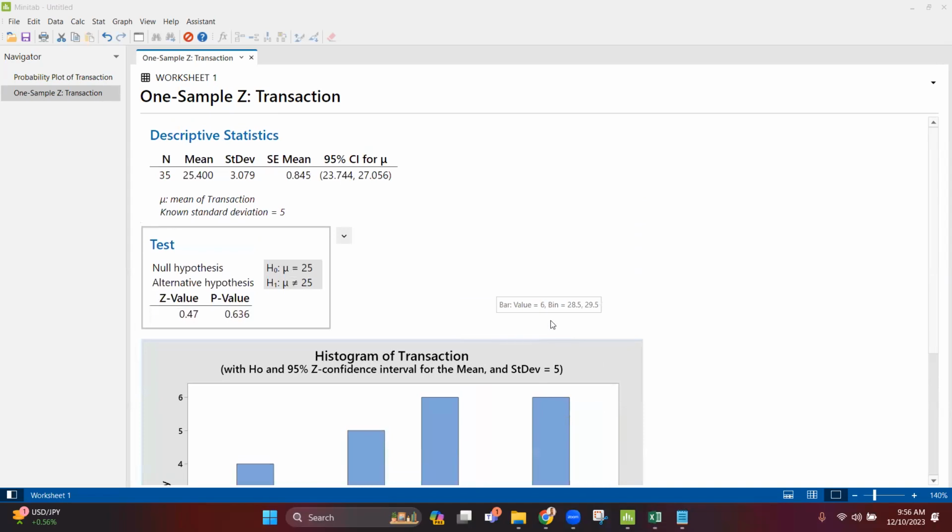This is the way we perform the one sample Z test, and this is the importance of the one sample Z test.